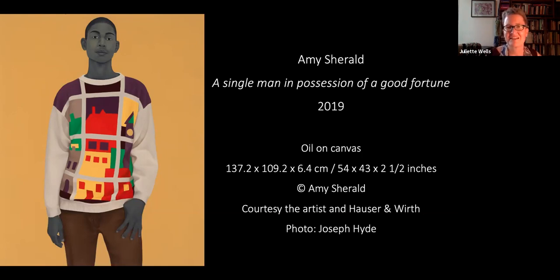And so I asked my first year students last fall, what do you see in this portrait? Is it a portrait? What do you see in this painting? What does this fellow look like to you? And they commented, he looks confident. He's standing in a relaxed way, but he looks like he's in command of himself. He's not smiling, he's not frowning, he's looking serious, he's making eye contact with the viewer. They commented on the artist's portrayal of his skin tone in grayscale rather than in shades of brown or black. They commented on his colorful sweatshirt. One student pointed out that it looks like a cityscape seen through windows, a contrast with the background color and also his skin color. And I asked them, what do you think this title means in relation to the painting? A single man in possession of a good fortune.